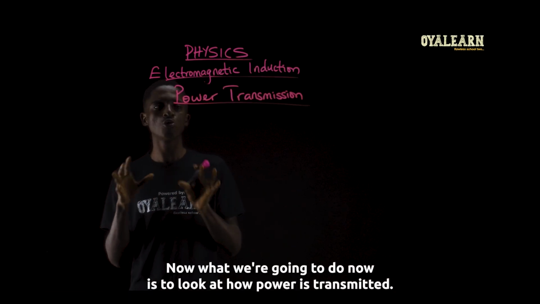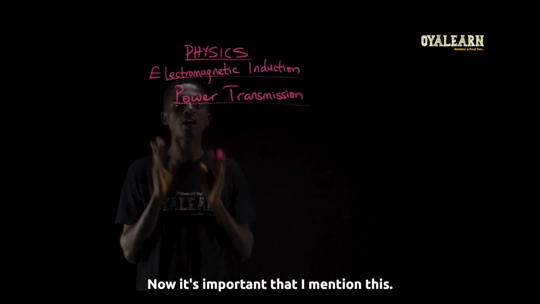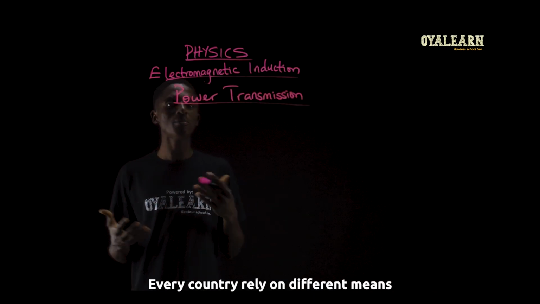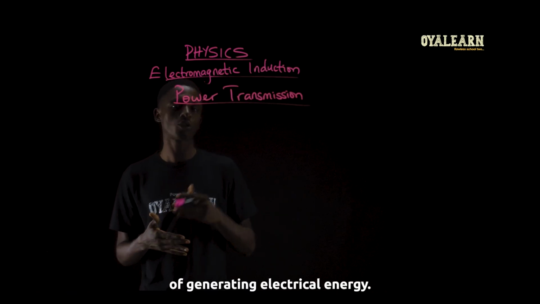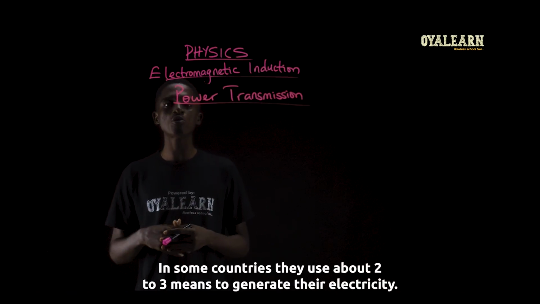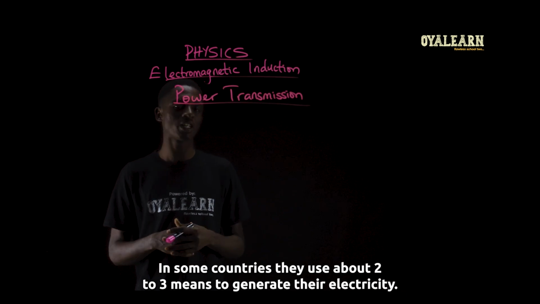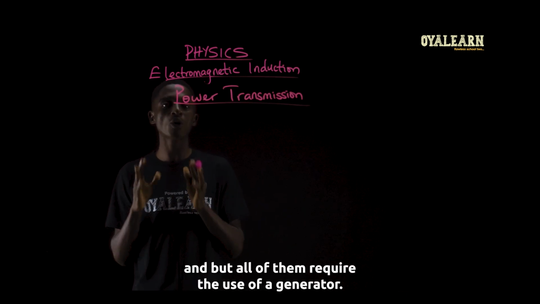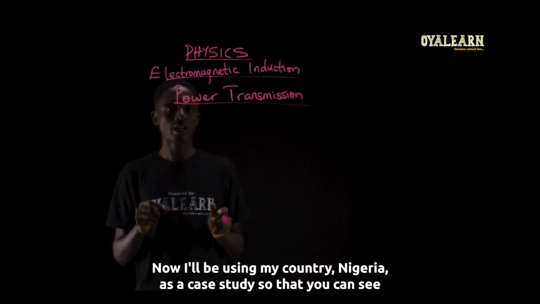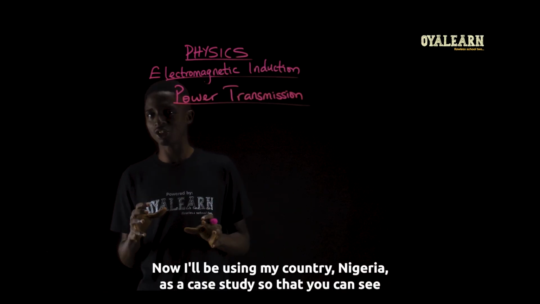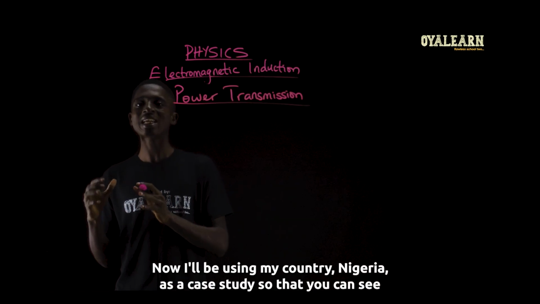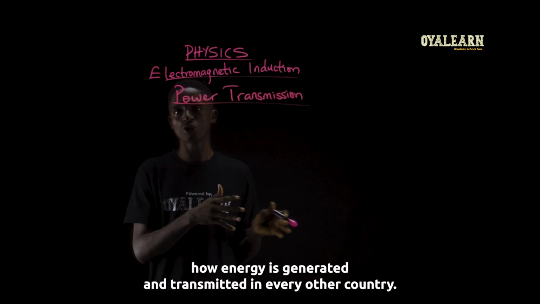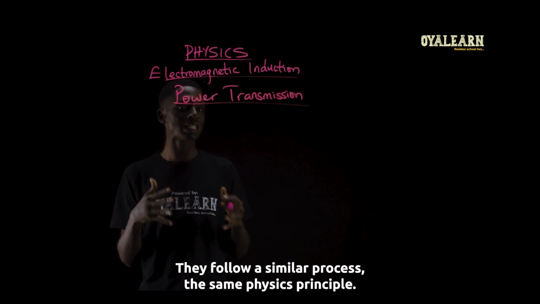Now, what we're going to do now is to look at how power is transmitted. Now, it's important that I mention this. Every country relies on different means of generating electrical energy. In some countries, they use about 2 to 3 means to generate their electricity. Some rely on just a specific method, but all of them require the use of a generator. Now, I'll be using my country, Nigeria, as a case study so that you can see how energy is generated and transmitted in every other country. They follow a similar process, the same physics principle.